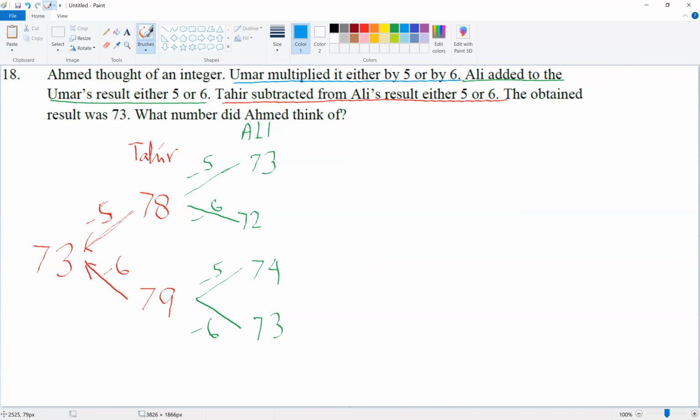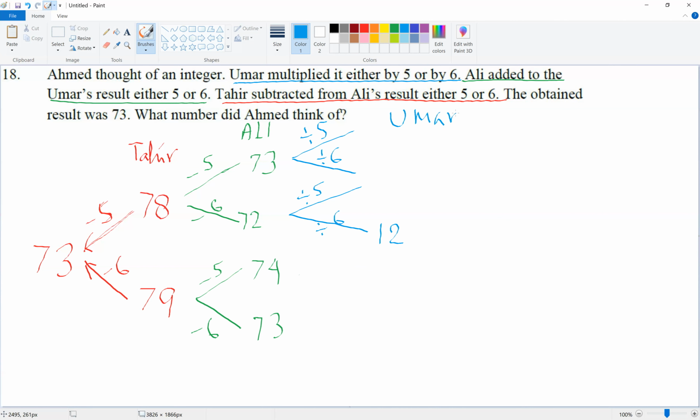We have to do multiplication by 5 or 6, so I did division. Now, which number is divisible by 5 and 6? Can I divide this by 5 or by 6? I can't. It's not divisible, right? No. So can I divide this number by 5 or 6? I can do 6. So what would be the result? It will be 12. So this is Umar.